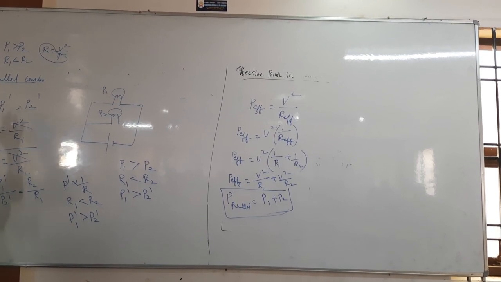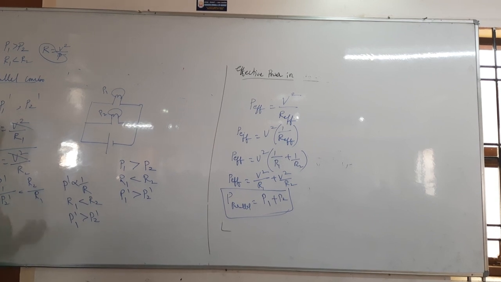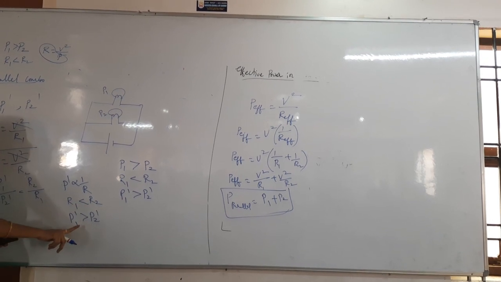Then after that we connect them in the parallel combination. At that time the power consumed is P1 dash and P2 dash. In parallel combination the potential is common. So the relation between power and resistance is P equals V square by R. Now P1 dash is equal to V square by R1, P2 dash is equal to V square by R2. From that we get P dash is inversely proportional to R. If R1 is less than R2, then P1 dash is greater than P2 dash.